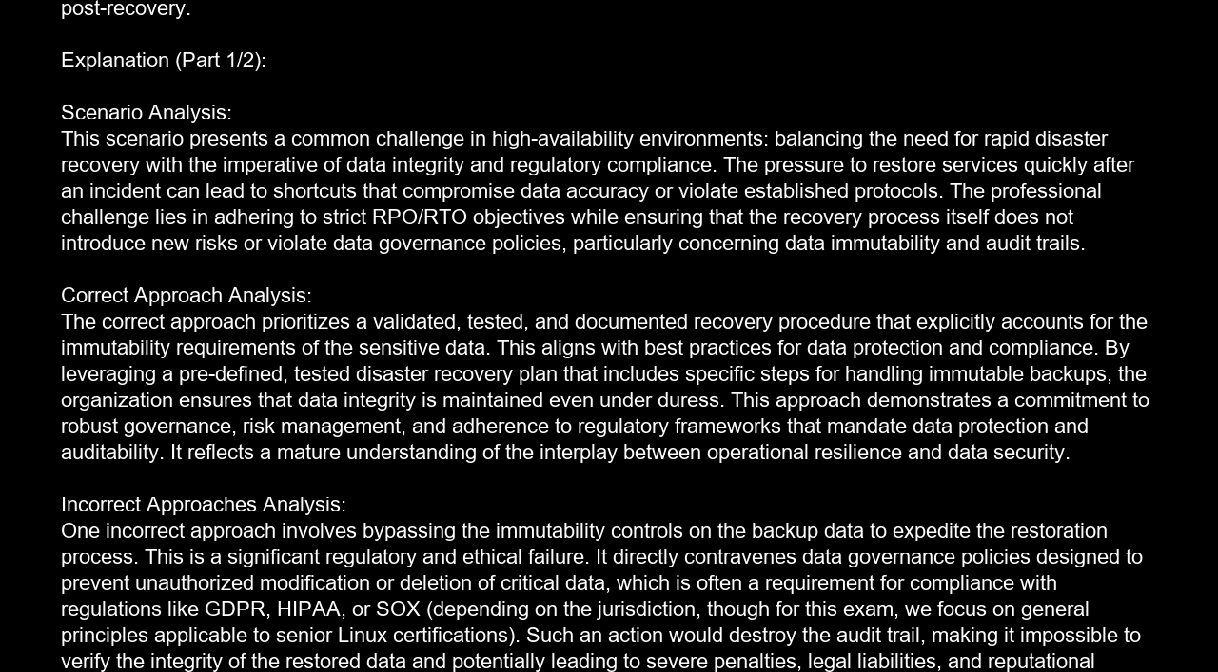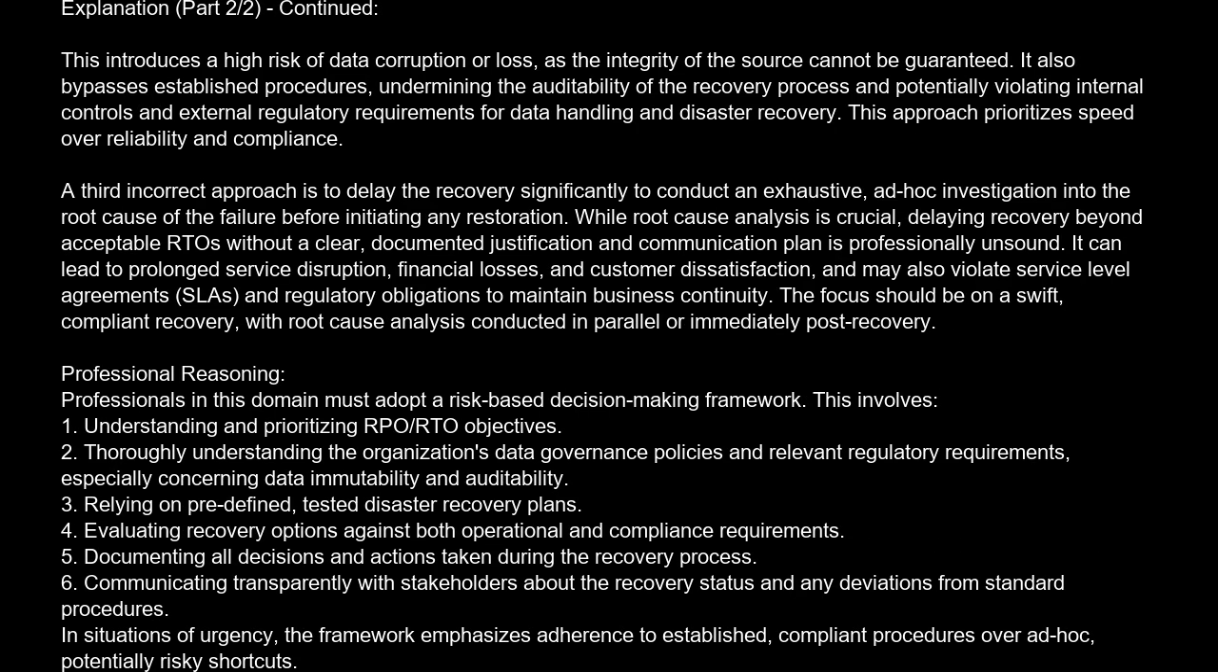Another incorrect approach is to proceed with a restoration from a non-immutable backup source without proper validation or documentation. This introduces a high risk of data corruption or loss, as the integrity of the source cannot be guaranteed. It also bypasses established procedures, undermining the auditability of the recovery process and potentially violating internal controls and external regulatory requirements for data handling and disaster recovery. This approach prioritizes speed over reliability and compliance.